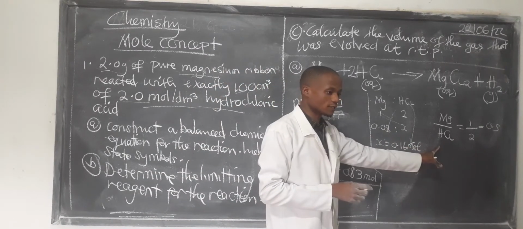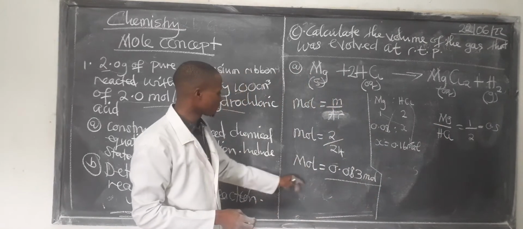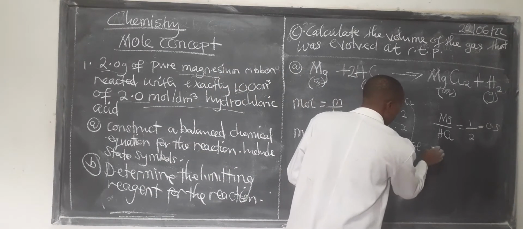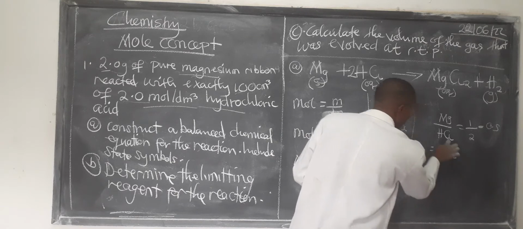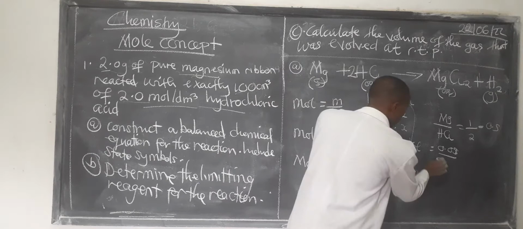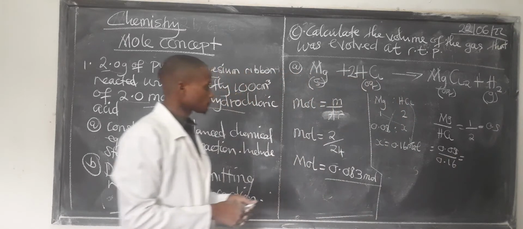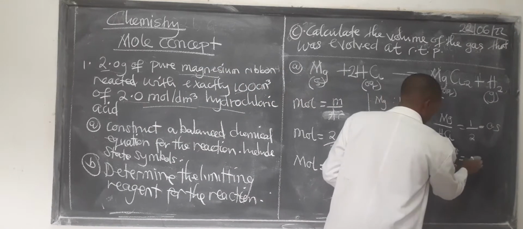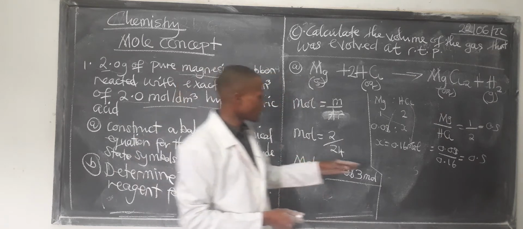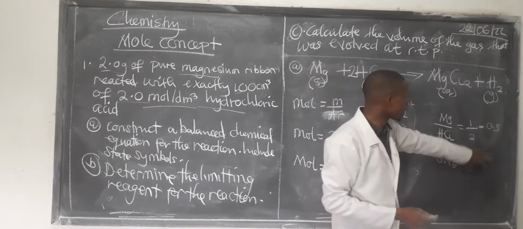Magnesium over hydrochloric acid. So what is the number of moles for magnesium? The number of moles is 0.08. So we have 0.08 over the number of moles for hydrochloric acid, which is 0.16. Now divide this, please. 0.5. So we have 0.5. If you compare what we have here with what we compared using the molar ratio, this is the same.